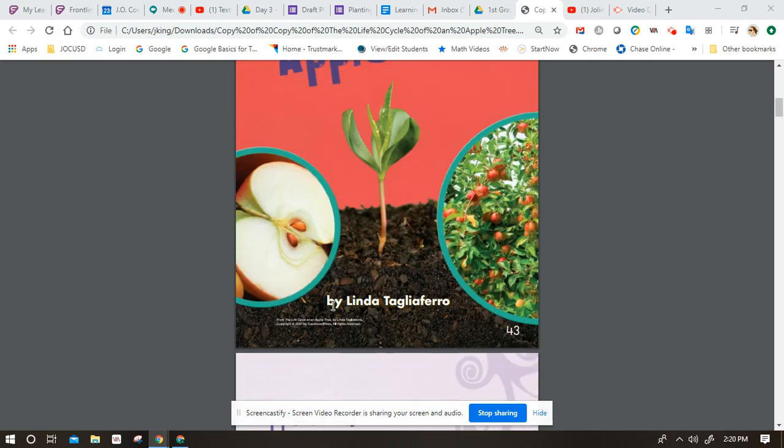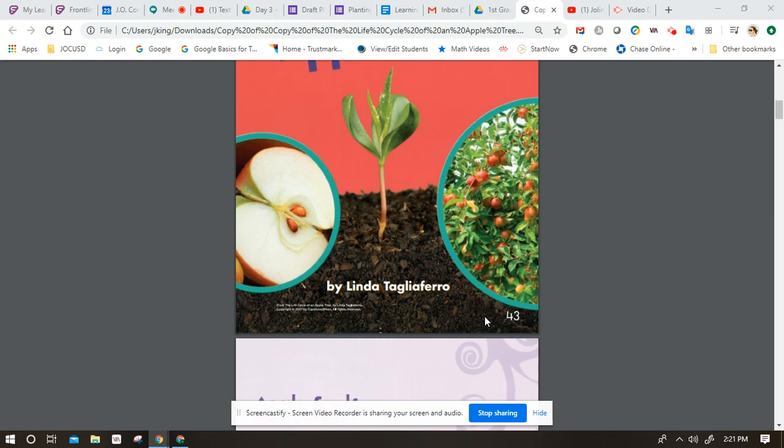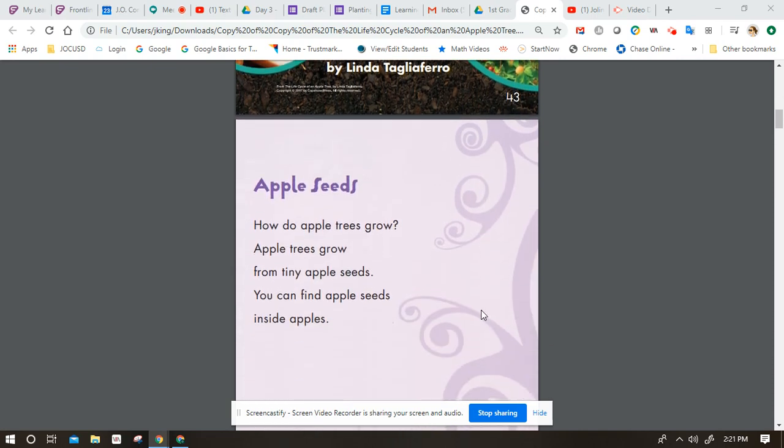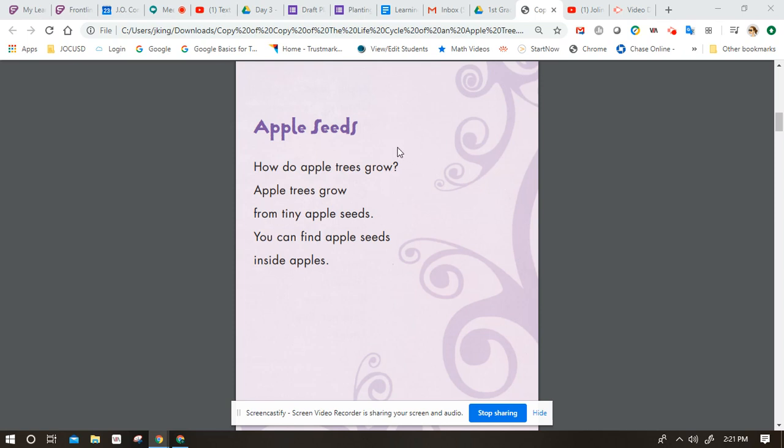It also tells us the author. This book is written by Linda Tagliaferro. As we go through the text, our next text feature is a heading. These bolded words at the top of this page are called the heading.